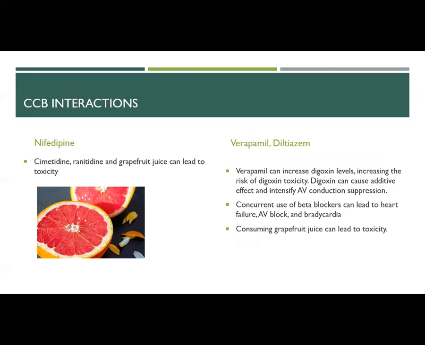diltiazem. Verapamil can increase digoxin levels, increasing risk of digoxin toxicity. So digoxin can cause an additive effect and intensity of AV conduction suppression. So just making sure you're looking at, are they taking digoxin at the same time as verapamil? Concurrent use of beta blockers can lead to heart failure, AV block, and bradycardia, and consuming grapefruit juice can lead to toxicity. So avoiding grapefruit for them.